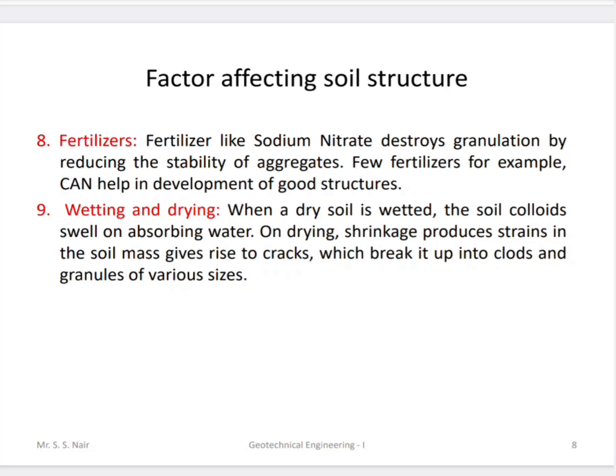Now the wetting and drying process also. When soil is wetted, the soil colloids swell on absorbing water. On drying, shrinkage produces strain in the soil mass, giving rise to cracks, which break it up into clods and granules of various sizes.